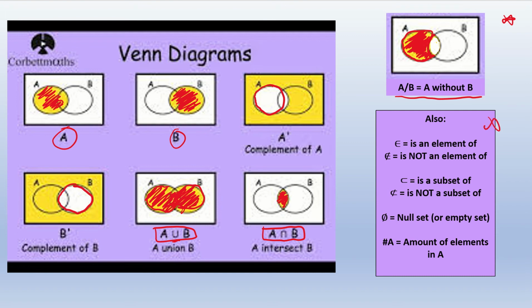Also, things to be aware of. The E symbol means is an element of, so that's just a way of saying that, like, the number 1 is in the set A. So if you were to put the number 1 here, a way of telling me that the number 1 is in the set A would be like this: 1 is an element of A. And then the opposite of that, if 1 was not in A, let's say if 1 was over here, I could put the line through it and I could say 1 is not in A, or 1 is not an element of A.